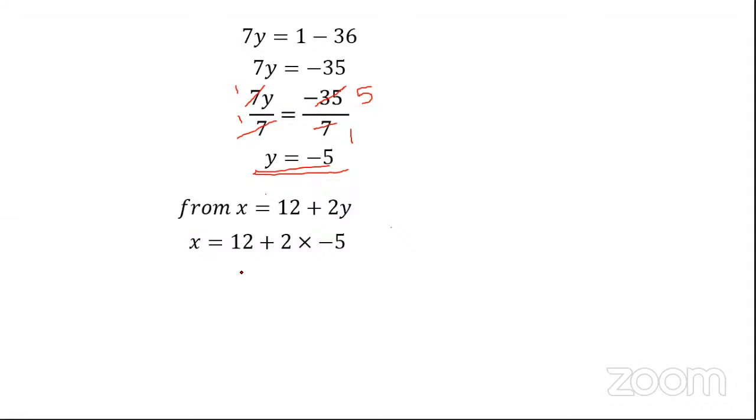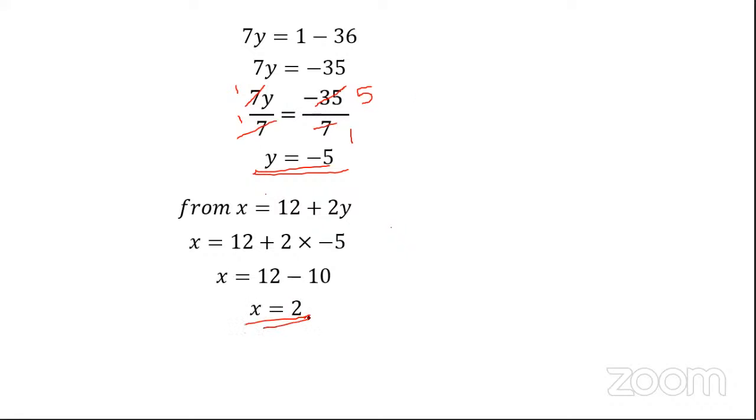So this will give us x, which is 12 plus 2 times negative 5. So 2 times negative 5 would give us negative 10. So our x would be equal to 12 minus 10. And 12 minus 10 would give us a 2.